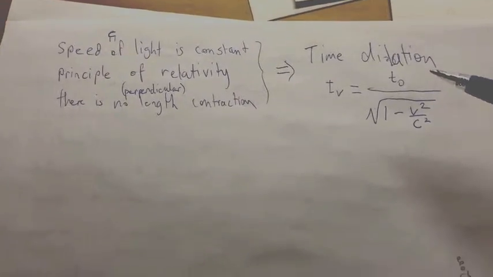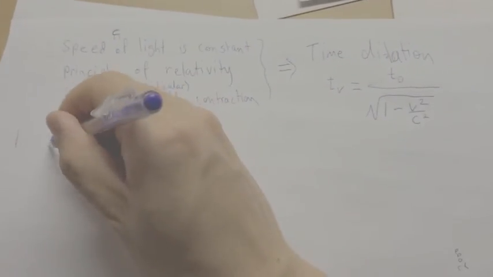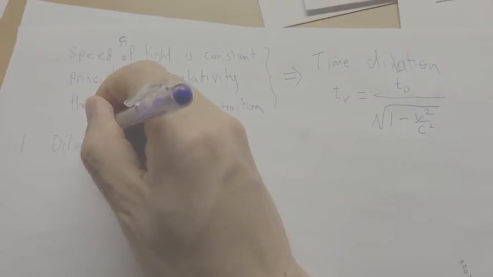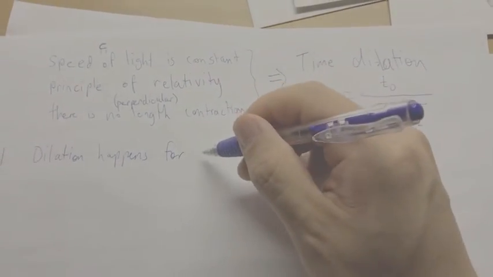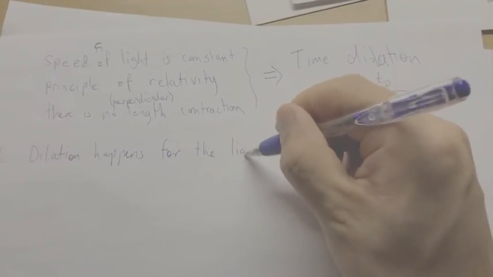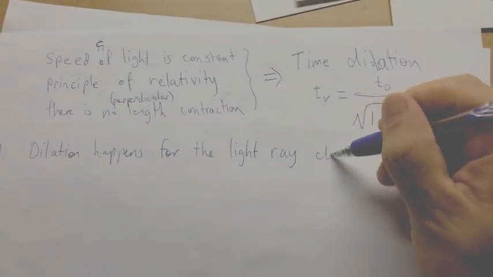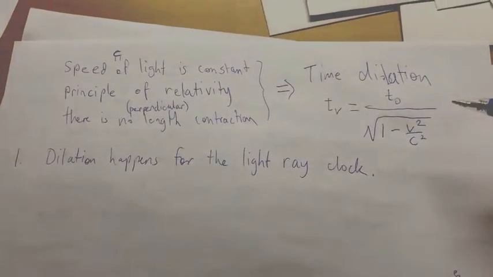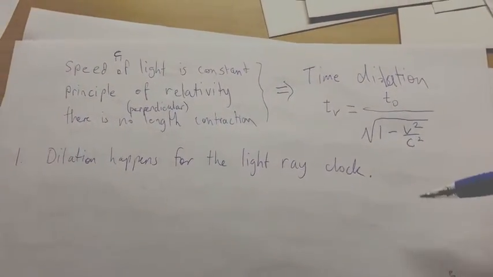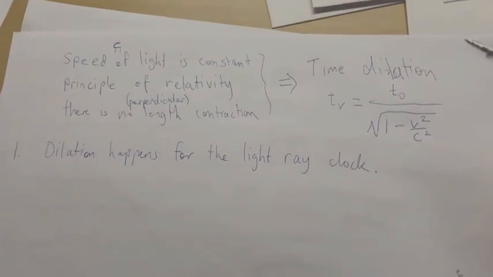And the way we show this, okay, so we want to make all the steps clear, is that time dilation for a special clock called the light ray clock. It's actually very simple. We'll see when we get to it. Okay, so we'll just show that time dilation happens for the light ray clock, and that'll depend on this perpendicular length contraction and the speed of light being constant.